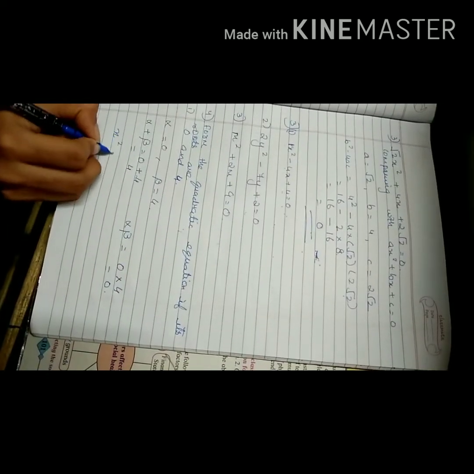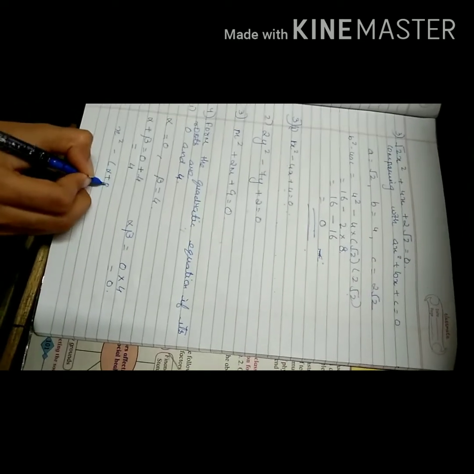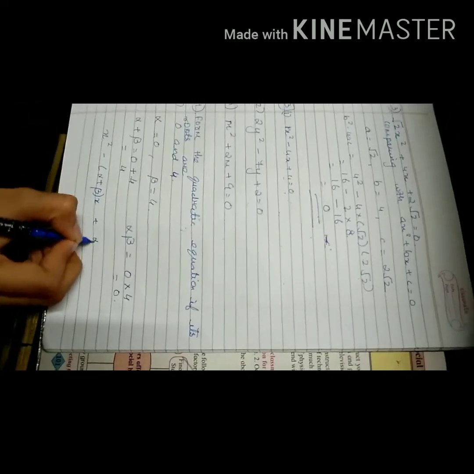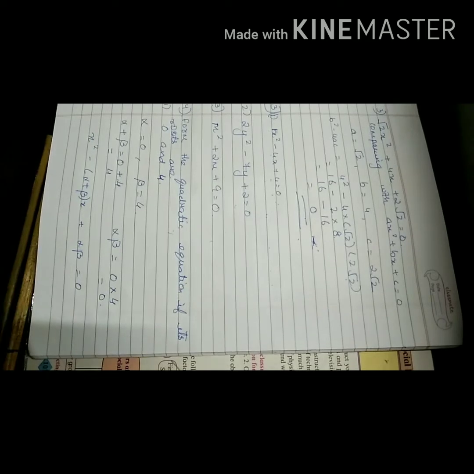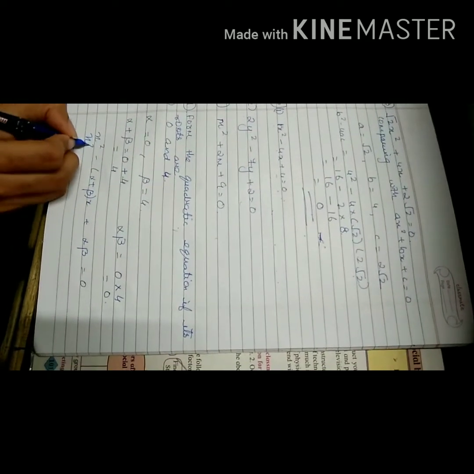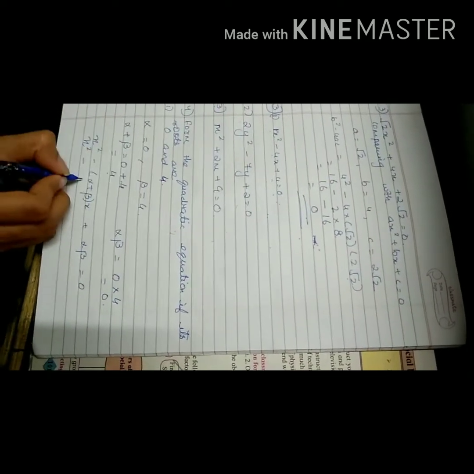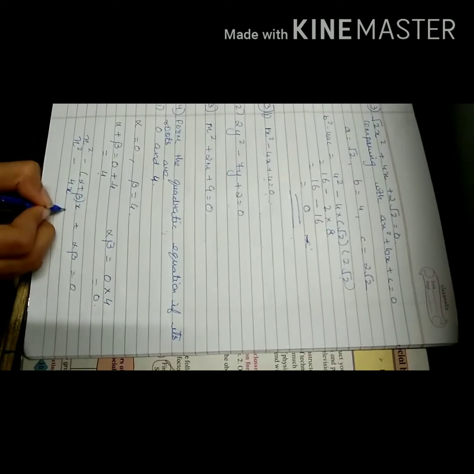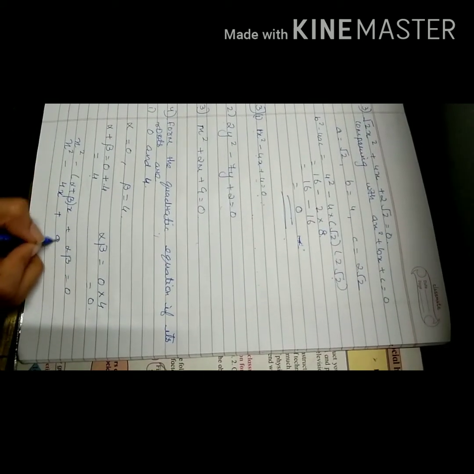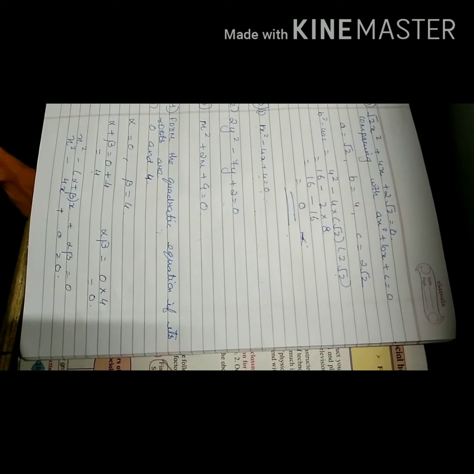Quadratic equation is x square minus alpha plus beta the whole x plus alpha into beta which is equal to 0. X square term will remain as it is. Alpha plus beta value is 4. X plus alpha into beta value is 0. This is your quadratic equation.